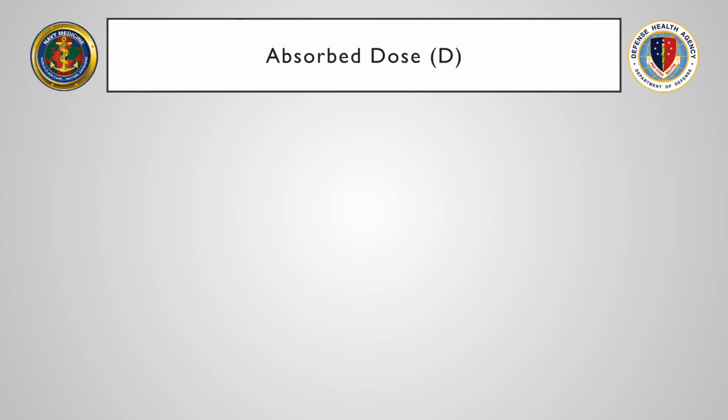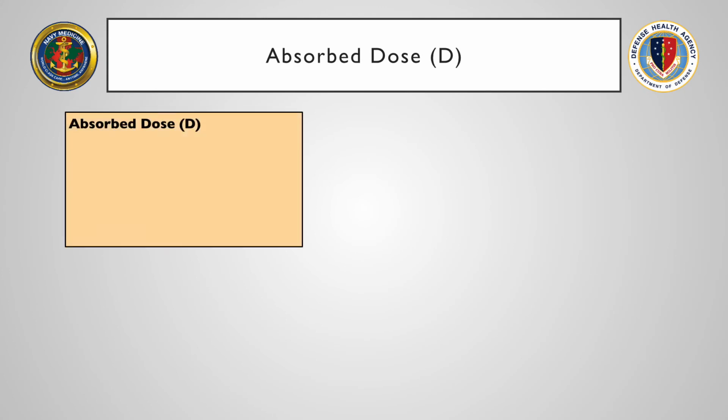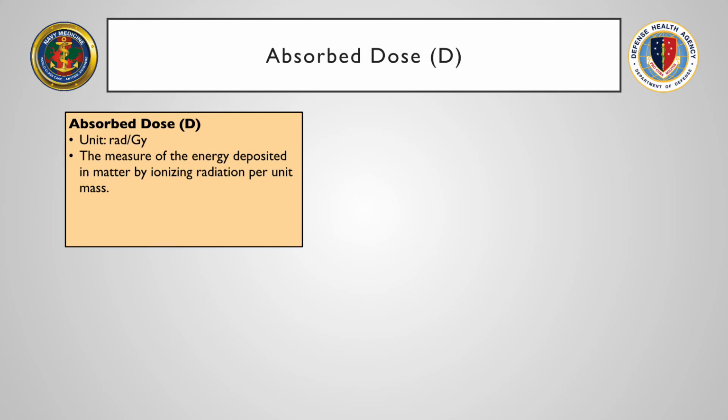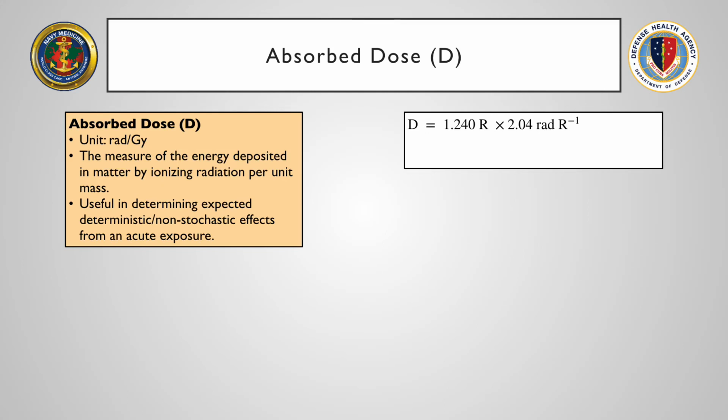One step closer to calculating our effective dose, first we need to calculate the absorbed dose, which is in the units of rad or gray. It's the measure of the actual energy that's deposited in matter by the ionizing radiation per unit mass. So the unit mass could be air, it could be body, it could be anything that absorbs radiation. It's useful in determining expected deterministic effects from acute exposure. We had an exposure of 1.24 Roentgen and our rad to Roentgen conversion of 2.04, which leaves us with 2.53 rad.